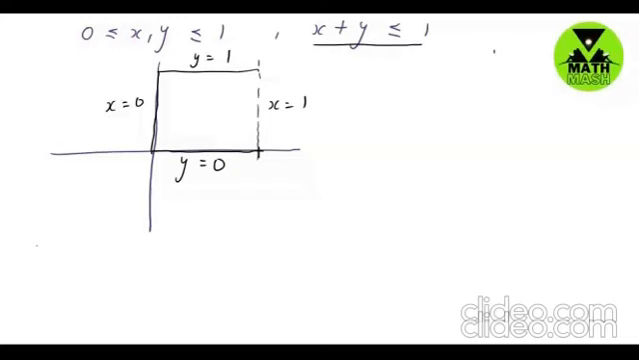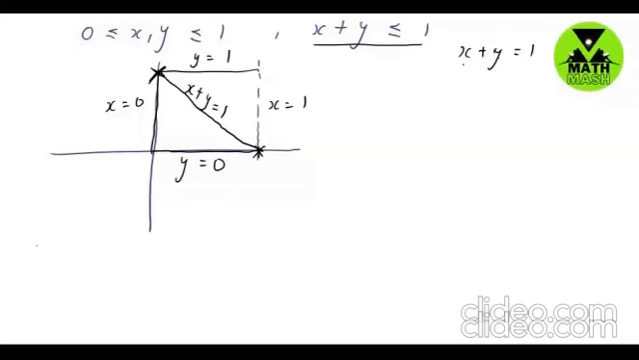So first sketch the line x + y = 1. When x is 0, y is 1, this is the point. When y is 0, x is 1, this is the point. So this is the line for x + y = 1.